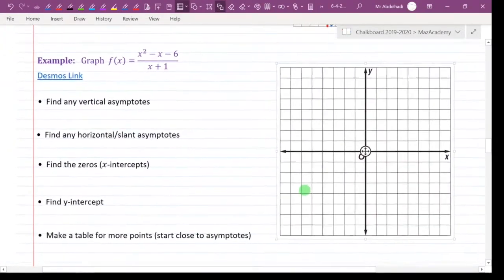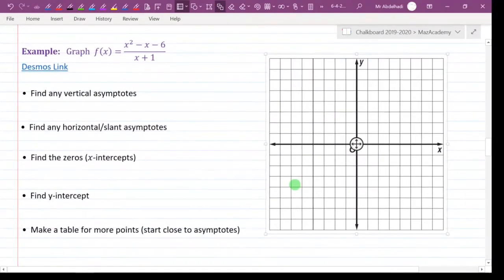Okay, so if you're in the non-honors class, meaning the academic class, you don't have to worry about this one because this one has a slant. Well, it will have a slant asymptote. Spoiler alert. If you want to stick around and see this example, by all means, stick around.